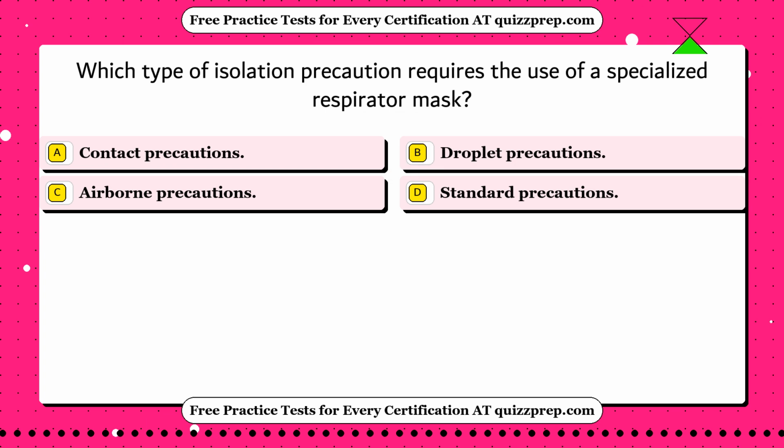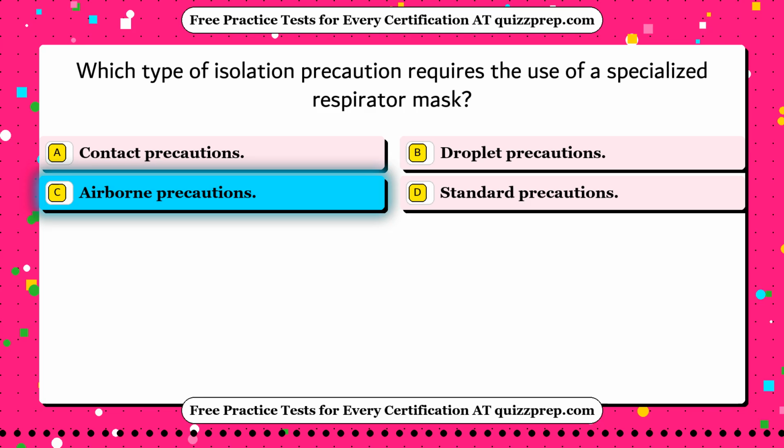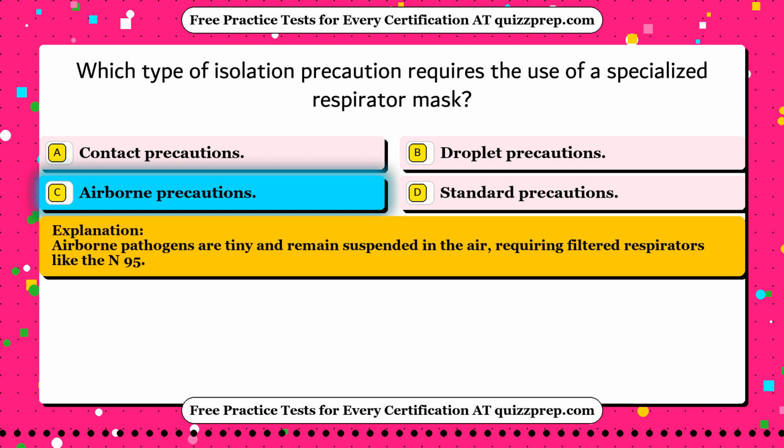Question 31. Which type of isolation precaution requires the use of a specialized respirator mask? Option A, contact precautions. Option B, droplet precautions. Option C, airborne precautions. Option D, standard precautions. The correct answer is option C, airborne precautions. Airborne pathogens are tiny and remain suspended in the air, requiring filtered respirators like the N95.